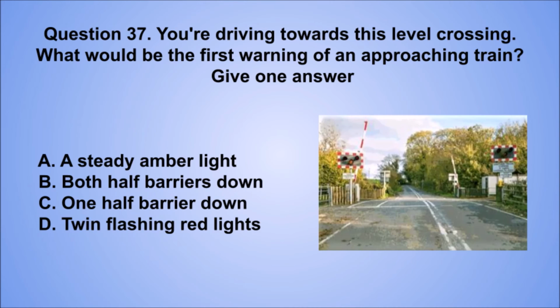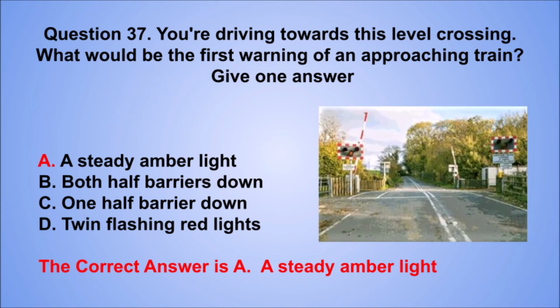Question 37. You're driving towards this level crossing. What would be the first warning of an approaching train? Give one answer. A. A steady amber light. B. Both half barriers down. C. One half barrier down. D. Twin flashing red lights. The correct answer is A.